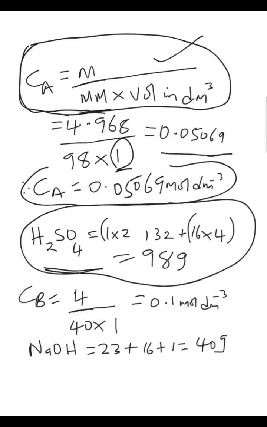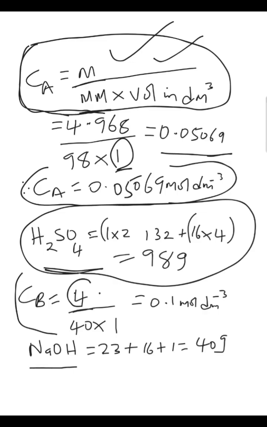Okay, if we want to get the molar concentration of the base, we still use this formula: molar concentration is mass over molar mass times volume in dm cube. For the base, NECO has asked the teachers to provide 4 grams of sodium hydroxide. So if I substitute in my formula, Cb, the molar concentration of the base, is the mass of the base, 4, over the molar mass of the base times volume, and the volume here is 1 dm cube.